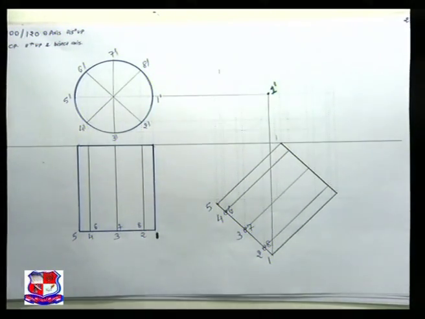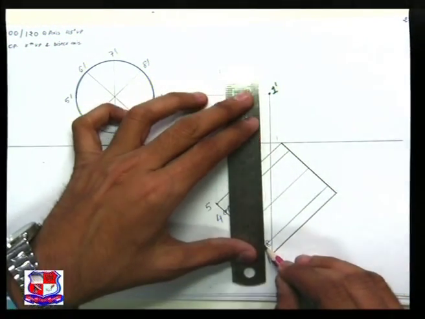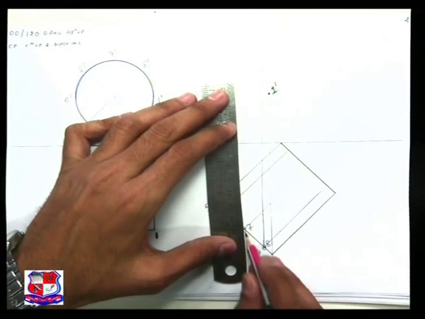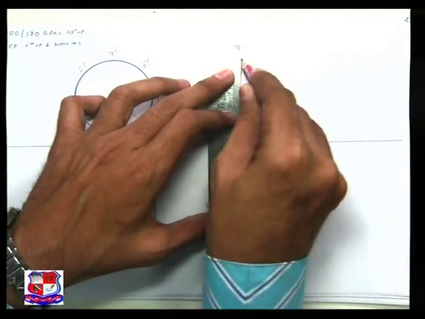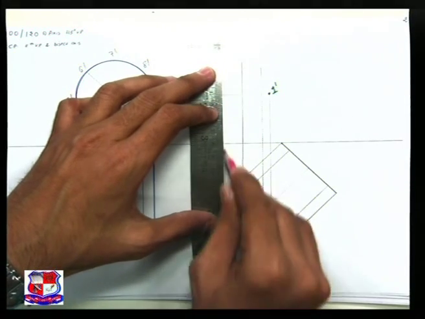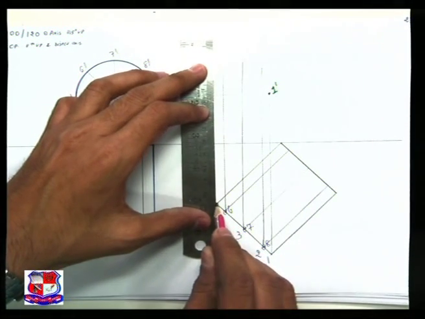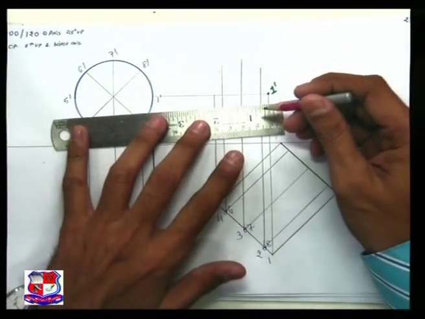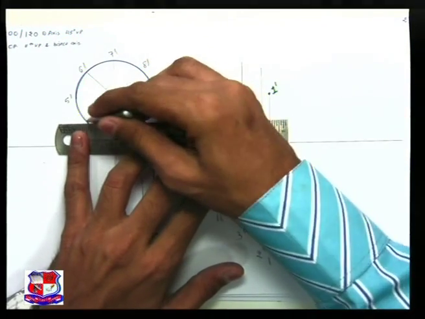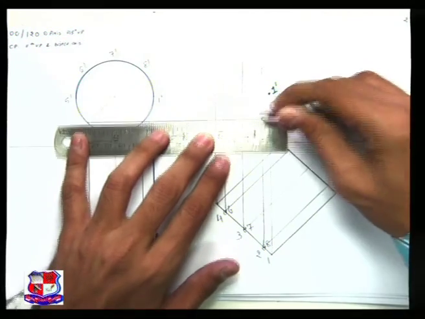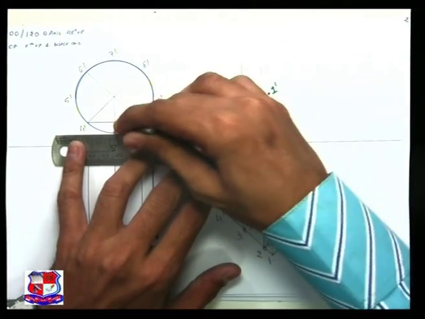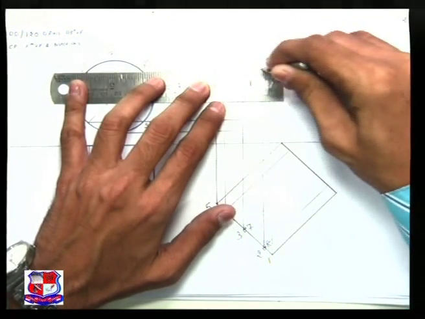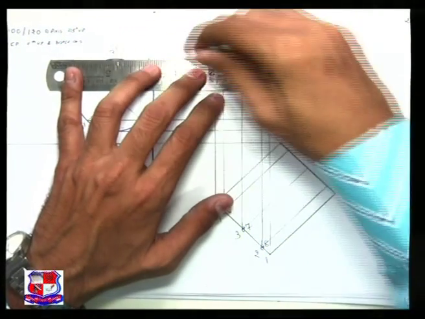Similarly point number 2. From point number 2, draw a straight vertical line. 2 and 8 both will be on the same point. 7 and 3 both will be on the same point. 6 and 4 on the same point, and 5. So vertical lines from all these points 1, 2, 3, 4, 5, 6, 7 and 8, and horizontal lines from all these points 1 dash, 2 dash, 3 dash, 4 dash, 5 dash, 6 dash, 7 dash and 8 dash, like this.